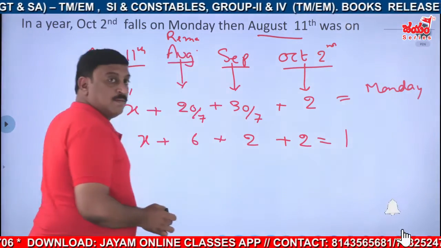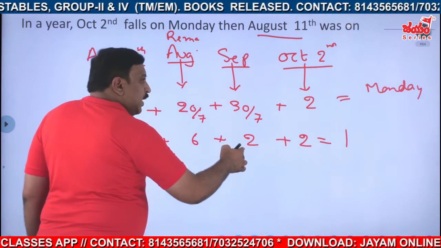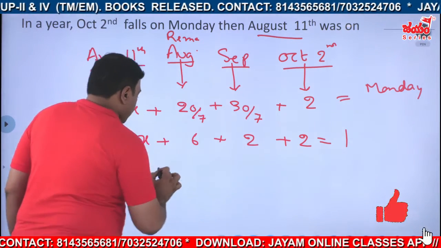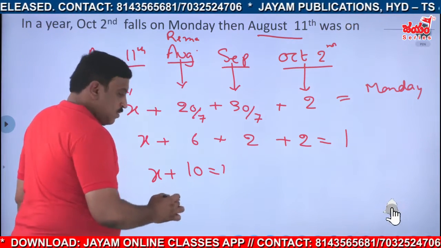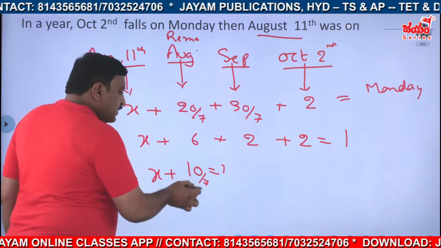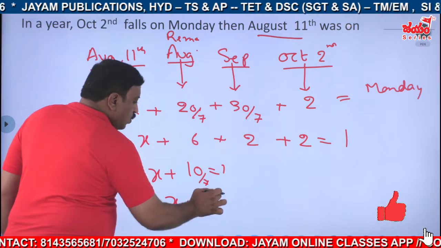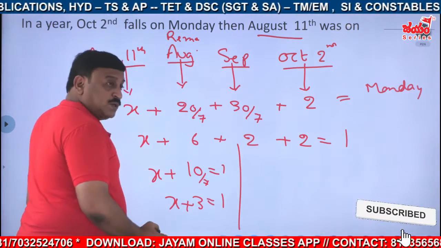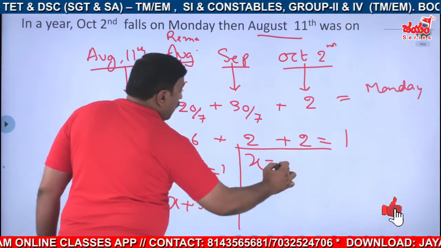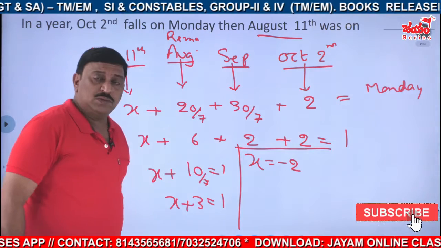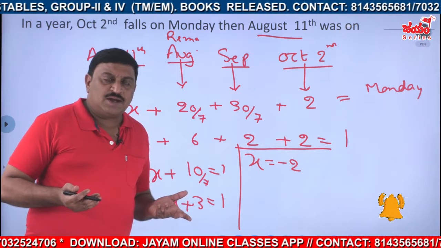Code is what? 1. Code is 1. Okay. Here 6 plus 2, okay, 8. 8 plus 2, 10. Now I'll put it as 10. X plus 10 is equal to 1. 10 again divided by 7 means 7 ones are 7, that is 3. X plus 3 is equal to 1. So you'll get X is equal to 1 minus 3, which is minus 2. What is the code of minus 2? Who knows? We are not giving code minus like that.